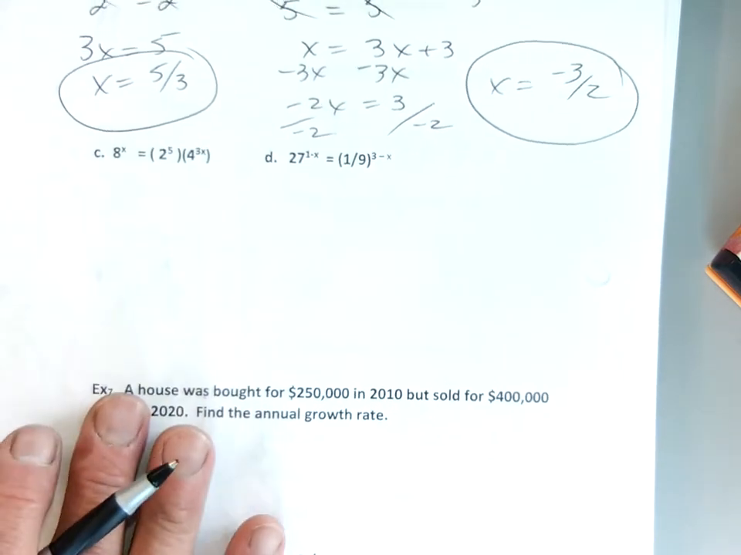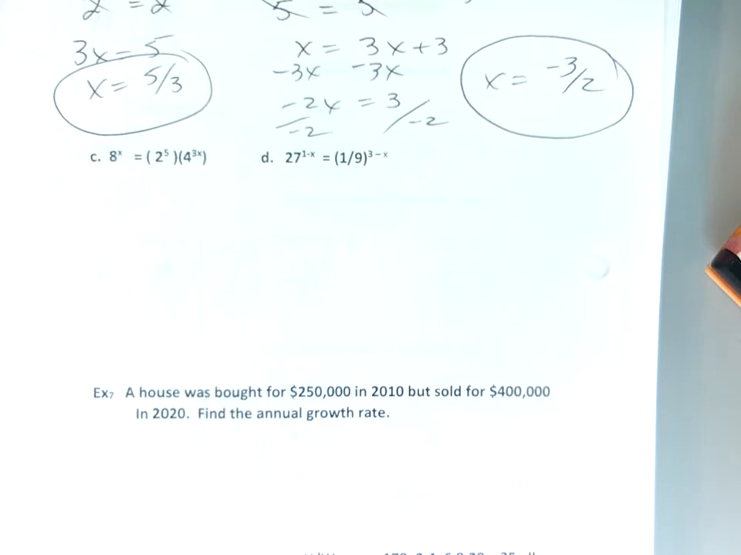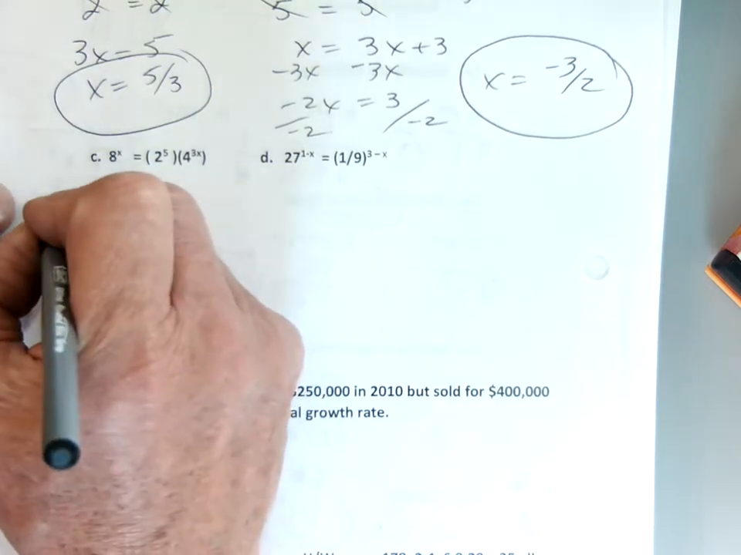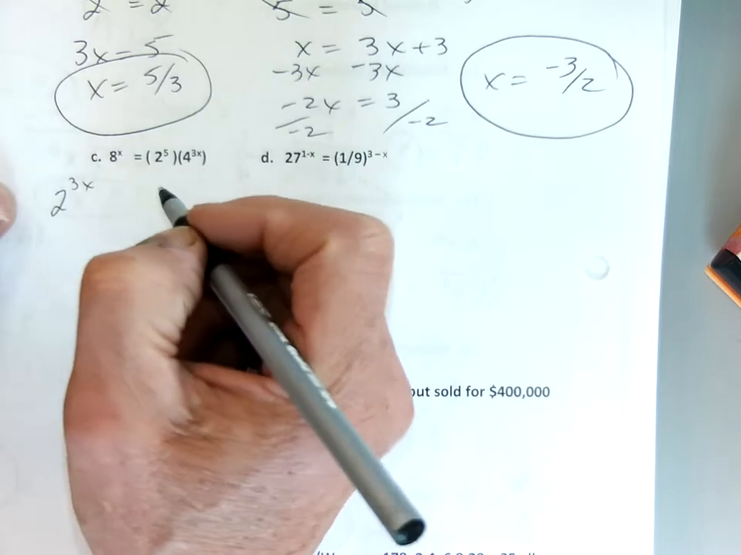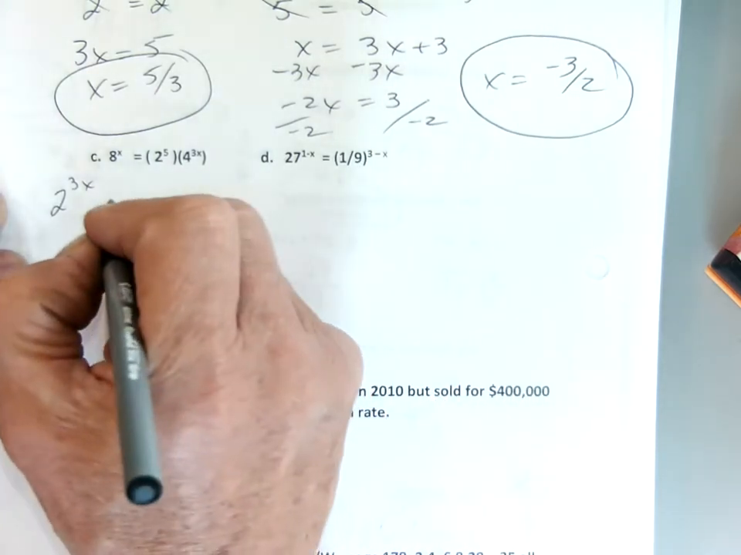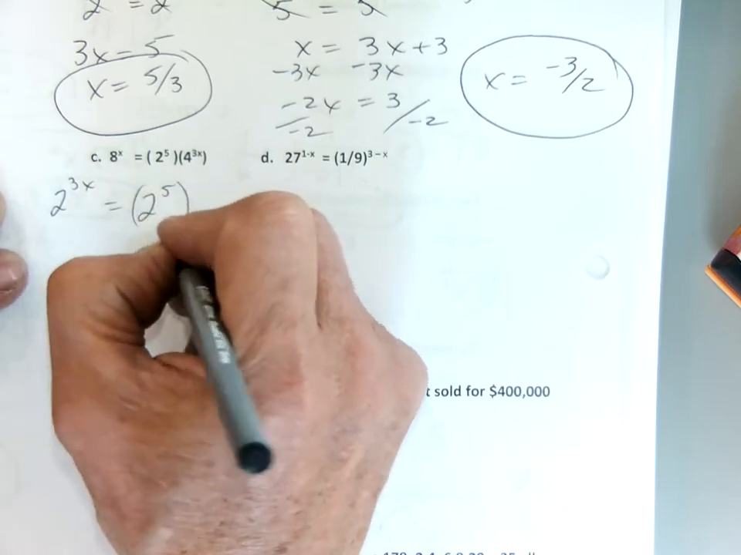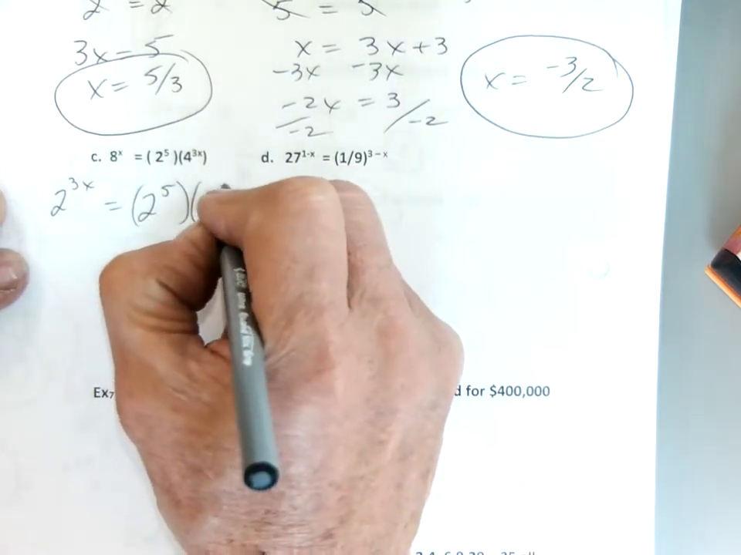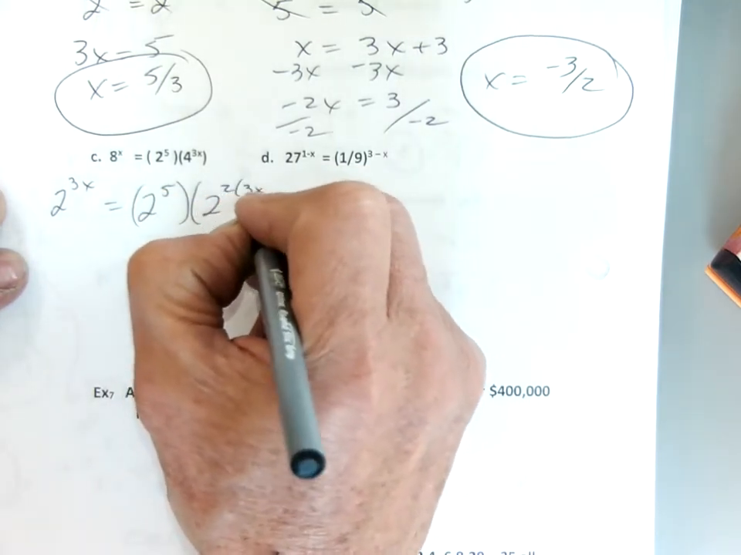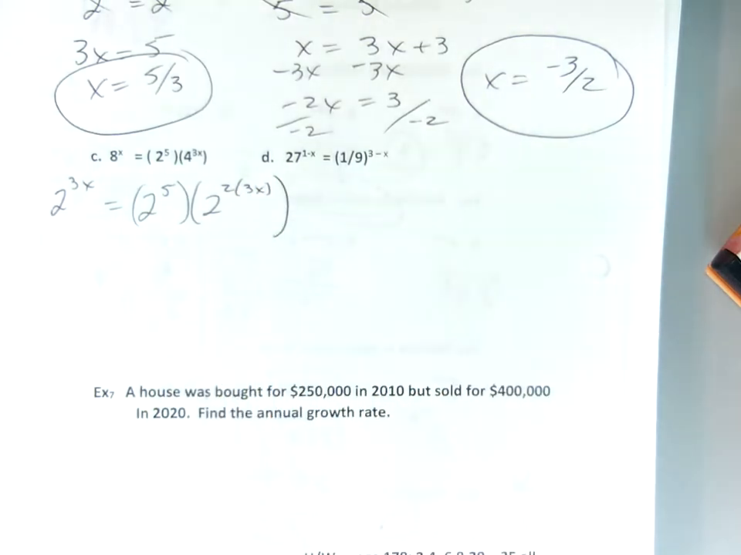All right, what do you think about C? What base should we make? Base 2. 2 to the 3rd, right? Because that's 8. Equals 2 to the 5th times 2 squared. Okay? So 4 is 2 squared, 8 is 2 cubed. Thumbs up? Right?